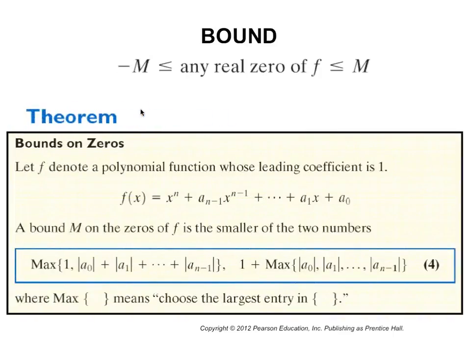Essentially what this says is that if f is a polynomial function whose leading coefficient is 1, so it can be written like this, where you have x to the n plus your next coefficient times x to the n minus 1, and so on until you have your constant term, m is going to be the bound on the real zeros. In order to find that, you take the maximum between 1 and the absolute value of all of your coefficients added up, and then you take 1 plus the maximum of all of the coefficients. And essentially it's going to be the smaller of these two numbers.